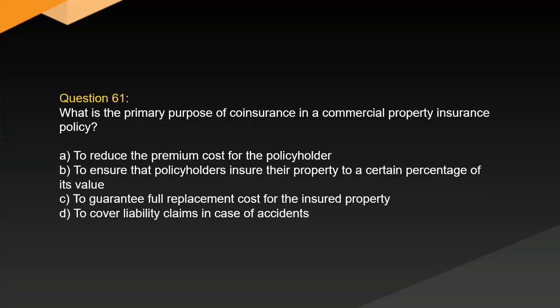Question 61. What is the primary purpose of coinsurance in a commercial property insurance policy? A. To reduce the premium cost for the policyholder. B. To ensure that policyholders insure their property to a certain percentage of its value. C. To guarantee full replacement cost for the insured property. D. To cover liability claims in case of accidents.